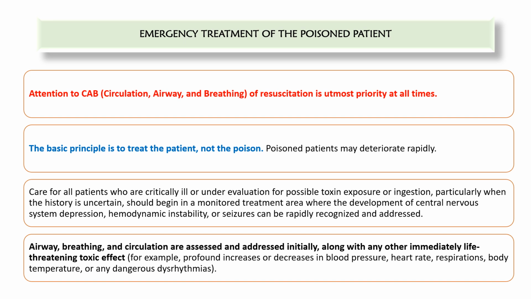So first of all, the emergency treatment of the poison patient. Evaluating and supporting the vital functions, mainly airway, breathing and circulation, are the mandatory first steps in the initial management of drug injections. After the patient is stabilized, the specific issue of poison management should be addressed. In case of poisoning, the basic principle is to treat the patient, not the poison. Poison patients may deteriorate rapidly.